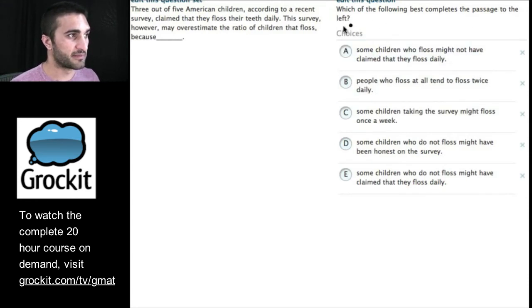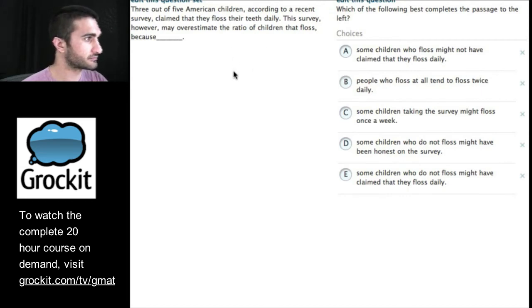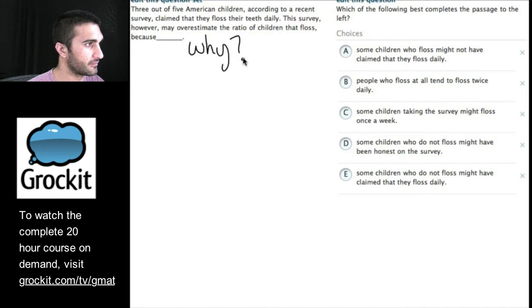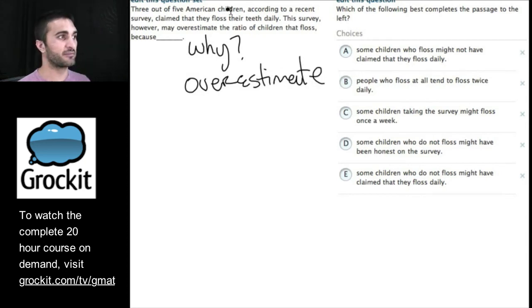Which of the following best completes the passage to the left? We got the completes the passage, we got the blank. Looks like we've got one of these complete the passage questions. Go ahead and read the paragraph and we'll work this one together. So I'm pulling out my task from the paragraph. 3 out of 5 American children, according to a recent survey, claim that they floss their teeth daily. This survey, however, may overestimate the ratio of children that floss because.